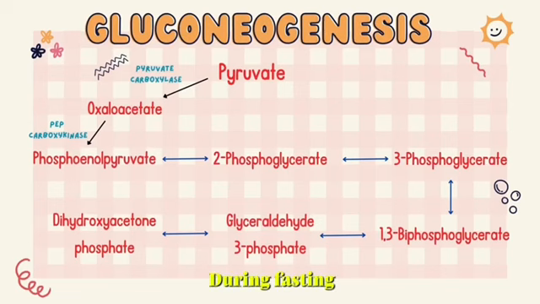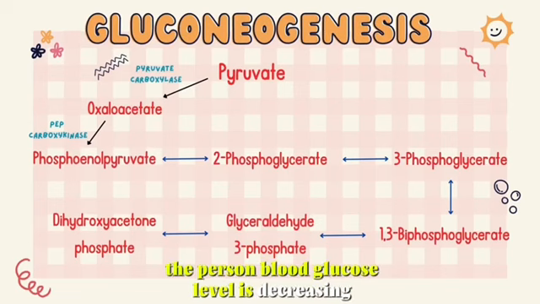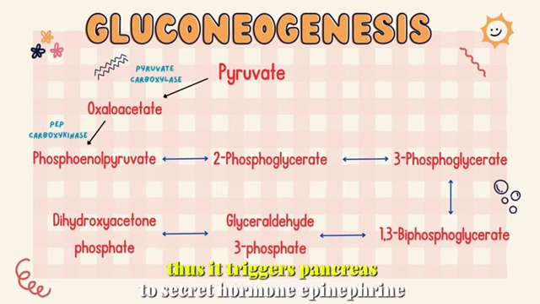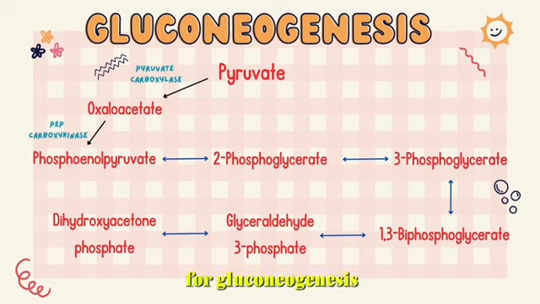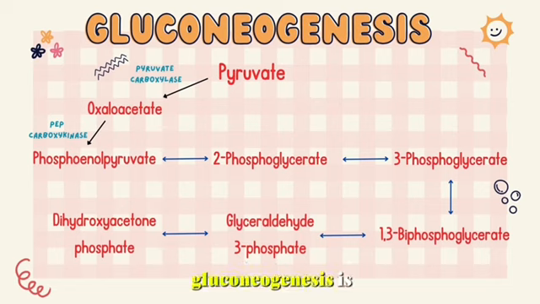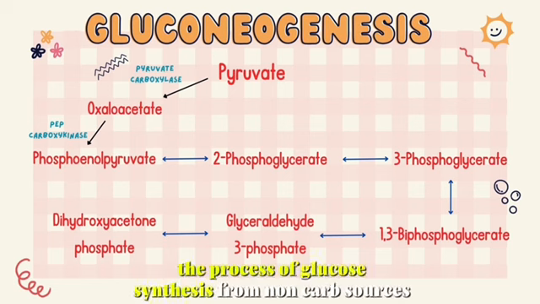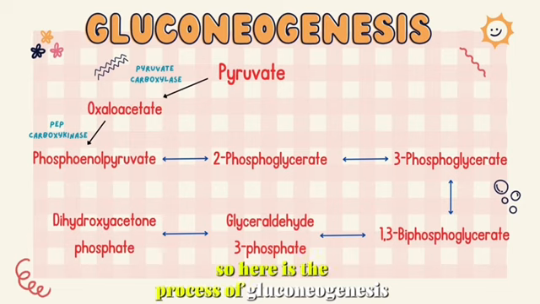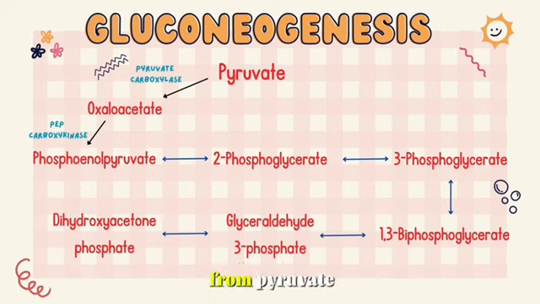During fasting, the person's blood glucose level is decreasing. Thus, it triggers the pancreas to secrete the hormone epinephrine into the liver for gluconeogenesis when the glycogen is depleted. Gluconeogenesis is the process of glucose synthesis from non-carbohydrate sources. So here is the process of gluconeogenesis from pyruvate.